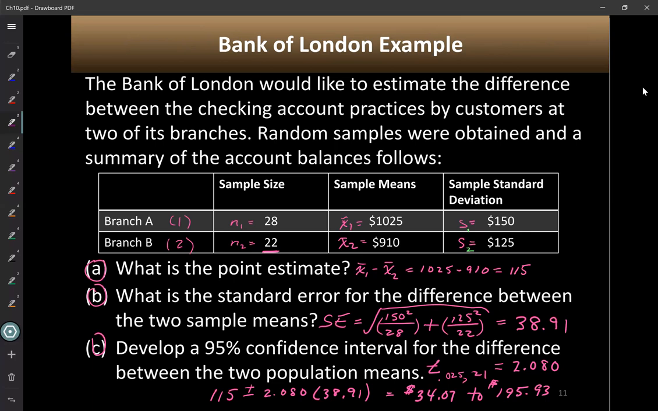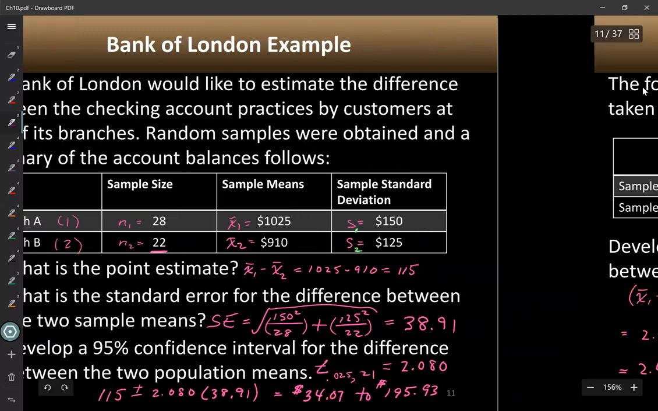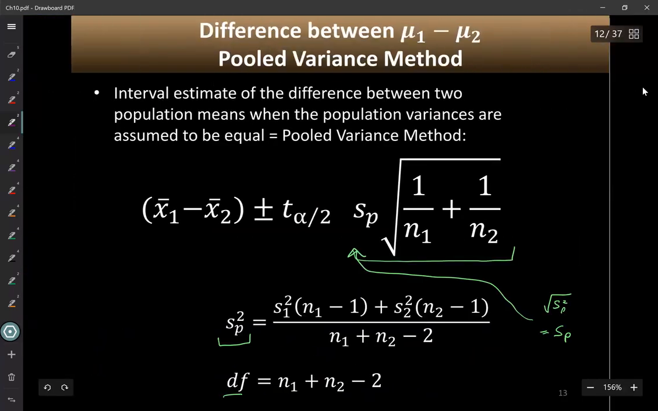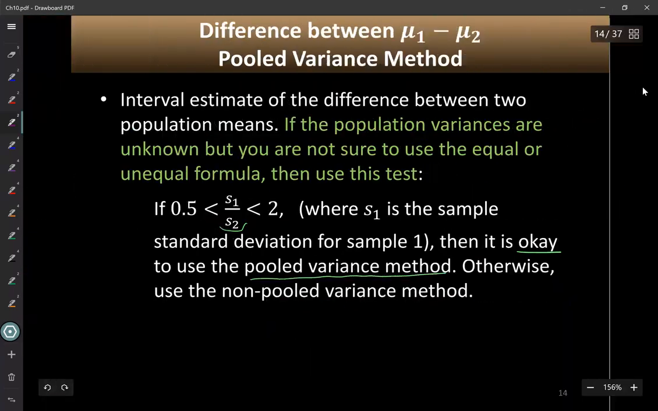So we have the sample sizes for branch A and B, we have the sample means, and we also have the standard deviations, which I have put in here, subscript 1 and subscript 2. We need those for the standard error for the pooled variance method. So we'll use these sample sizes, means, and standard deviations to go into our new confidence interval.